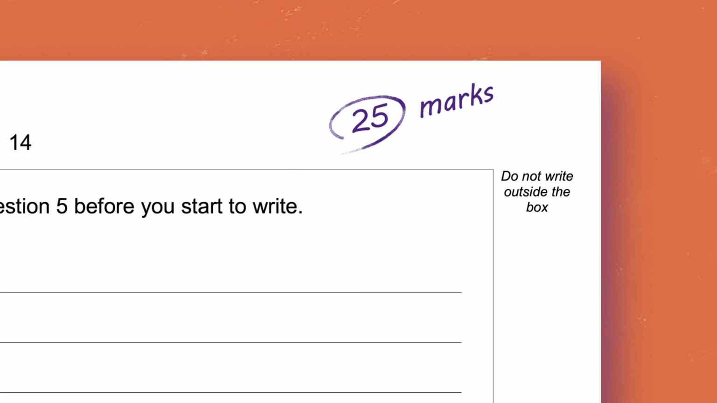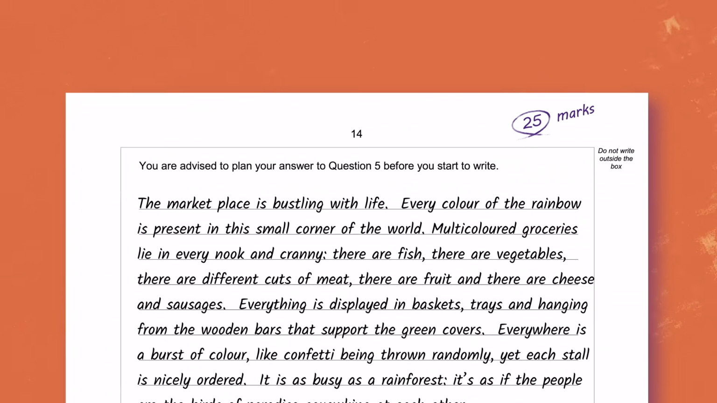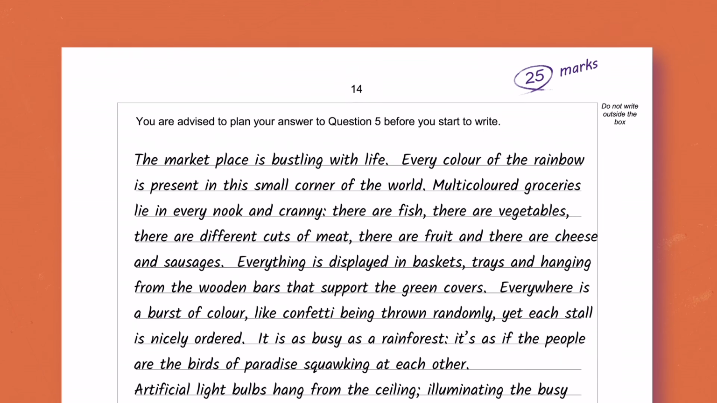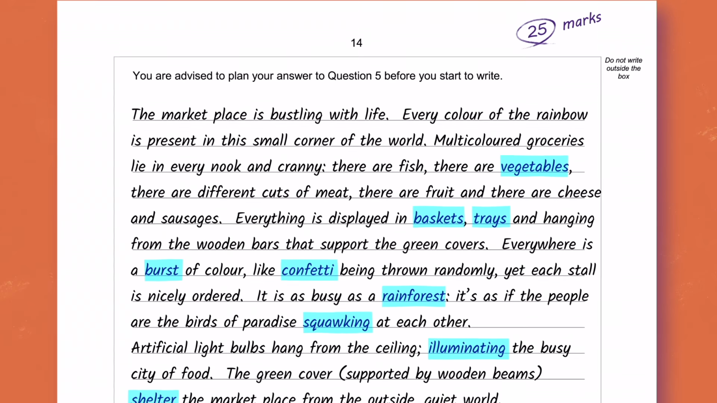Now we've looked at what should be included and possible ways you can plan your response, let's look at what this looks like when these features are put together. Here is part of an answer to the description task. This response achieved 25 marks. When we look at the answer in detail, we can see the students clearly thought about the structure of their response, as well as the vocabulary and the way they've used punctuation.